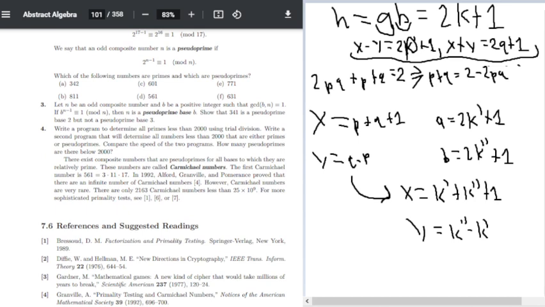Pseudoprime n is a pseudoprime base b. Show that 341 is a pseudoprime base 2 but not a pseudoprime base 3. There exist composite numbers that are pseudoprimes for all bases to which they are relatively prime. These numbers are called Carmichael numbers. The first Carmichael number is 561, which equals 3 times 11 times 17. There's an infinite number of Carmichael numbers. However, Carmichael numbers are very rare. There are only 2,163 Carmichael numbers less than 25 times 10 to the 9. For more sophisticated primality tests, see 1, 6, or 7.